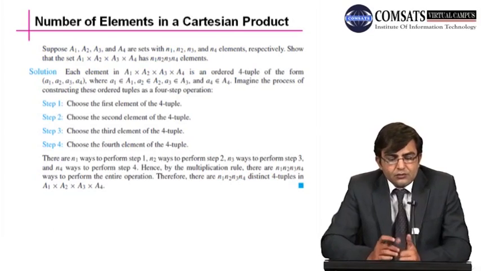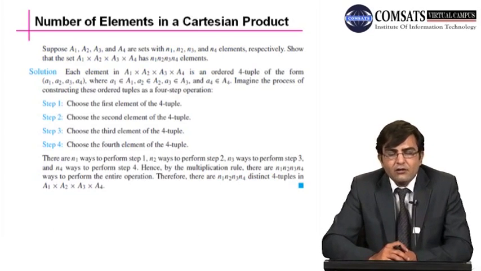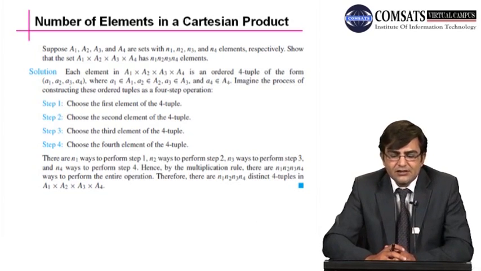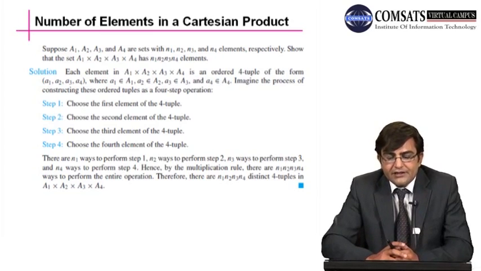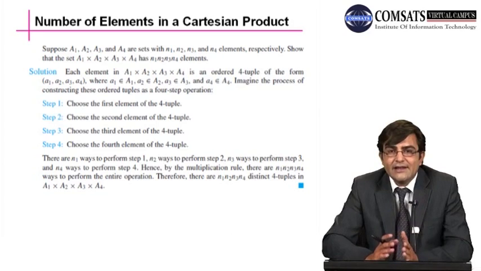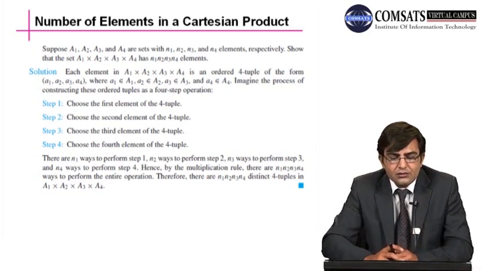Now we move further to the number of elements in a Cartesian product. We have already discussed the Cartesian product of finite sets in the previous lectures when we studied sets and functions. We discussed the Cartesian product of two sets A and B, and also the Cartesian product of a single set, A cross A. Now we are going to discuss how we can find the number of elements in a Cartesian product of any number of sets.